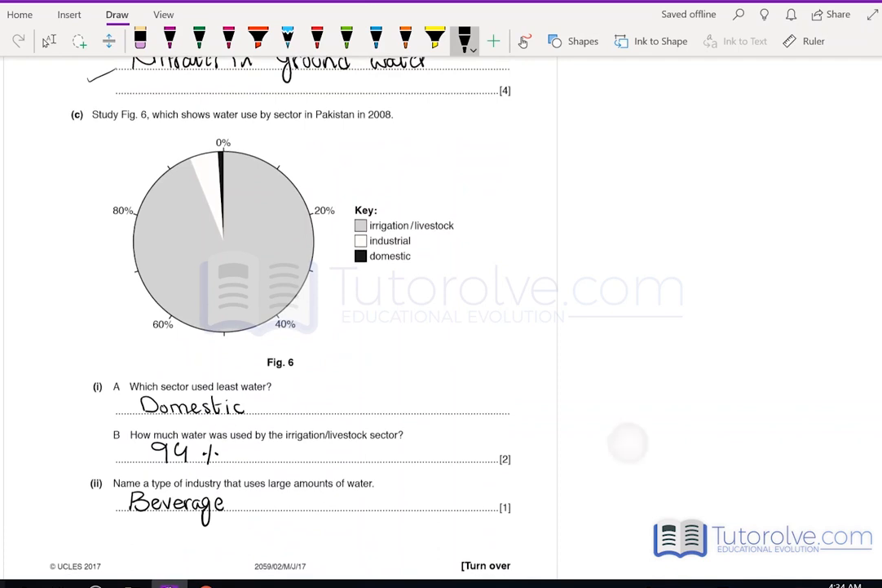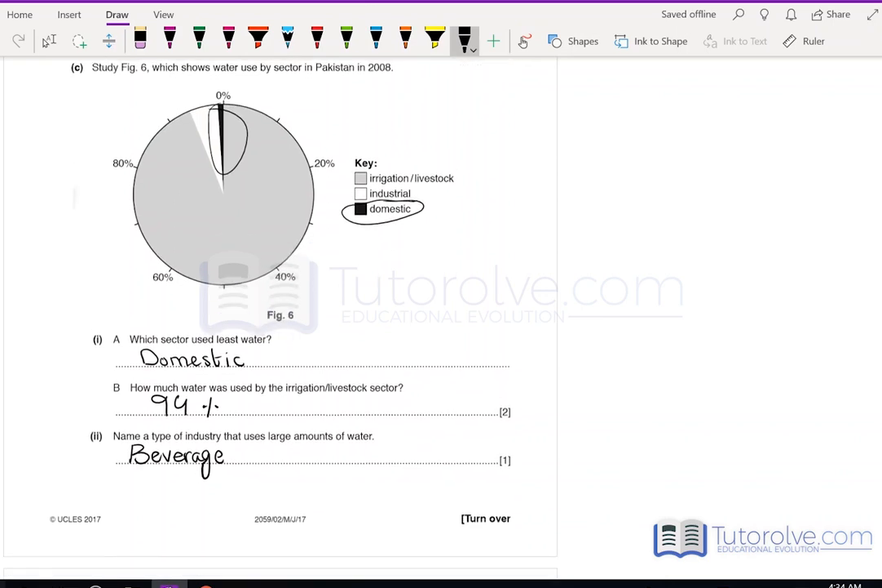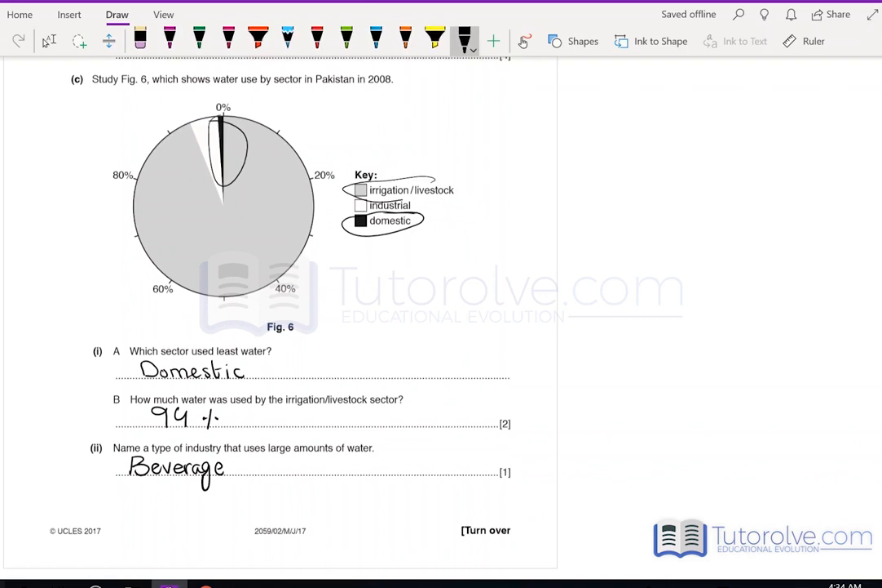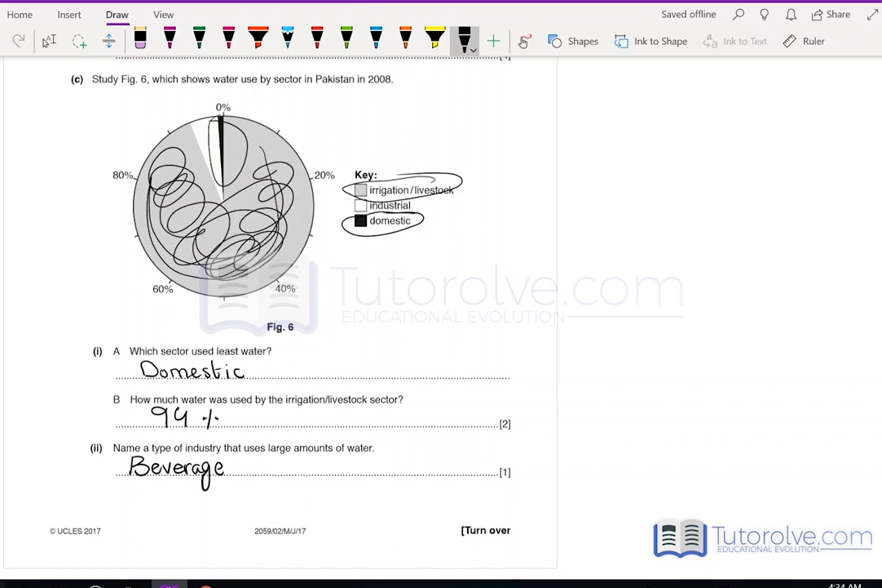Now, this pie chart is showing the irrigation, livestock, industrial, and domestic sectors which use water. Which sector used the least water? The domestic sector, according to the graph, has used the least amount of water. How much water was used by the irrigation and livestock sector? Most of it is being used by them, approximately 94%.